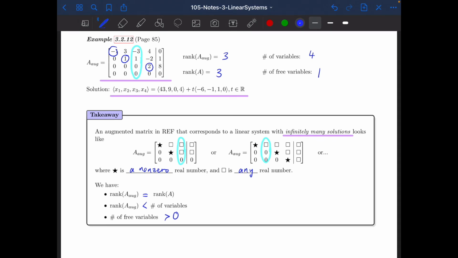In the next video, we'll summarize some of what we found in these takeaways in a decision tree, and then we'll be able to determine the number of solutions that a linear system has by examining the corresponding augmented matrix in row echelon form.